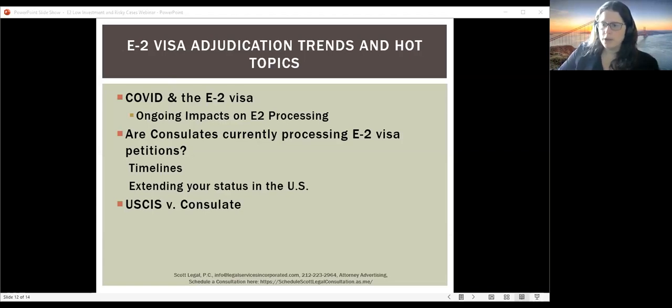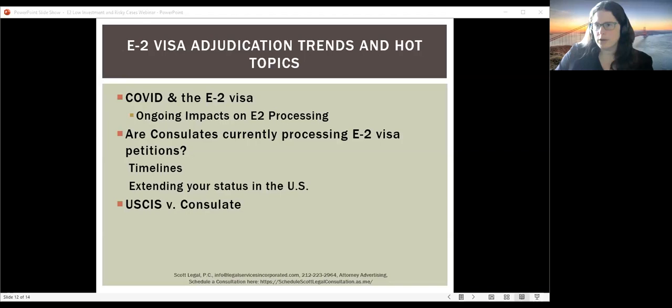Consulates really came back online in terms of visa processing at different rates and are continuing to do so. So there are some consulates, for example, London and Toronto, that are essentially mostly back to normal. Perhaps there's a couple weeks more delay than there was prior to COVID, but generally they are accepting applications, they are processing applications, and they're doing so in a relatively timely manner of a few months.